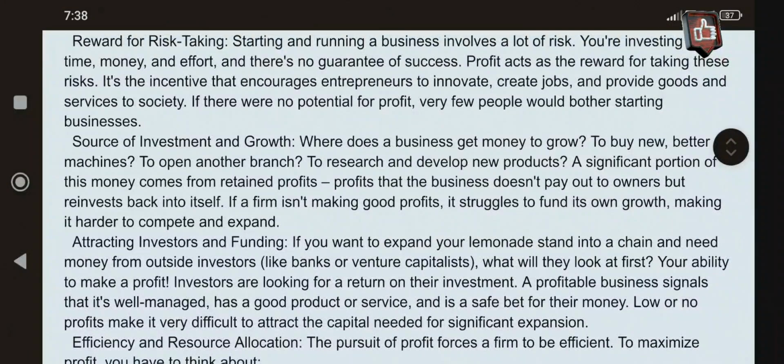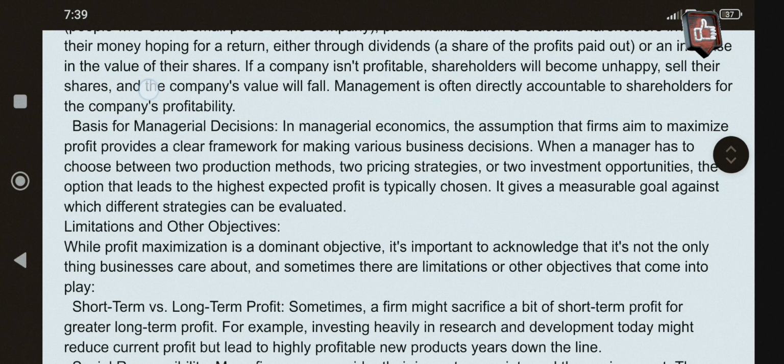Source of investment and growth. Where does a business get money to grow? To buy new, better machines. To open another branch. To research and develop new products. A significant portion of this money comes from retained profits, profits that the business doesn't pay out to owners but reinvests back into itself. If a firm isn't making good profits, it struggles to fund its own growth, making it harder to compete and expand. Attracting investors and funding.